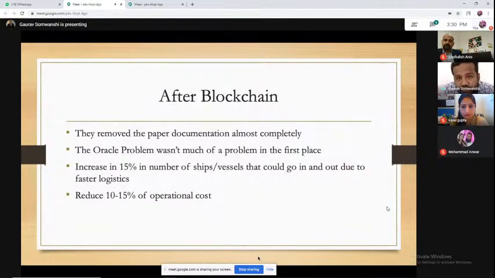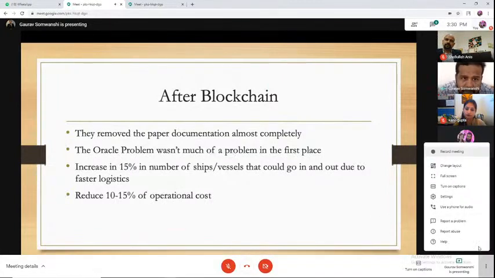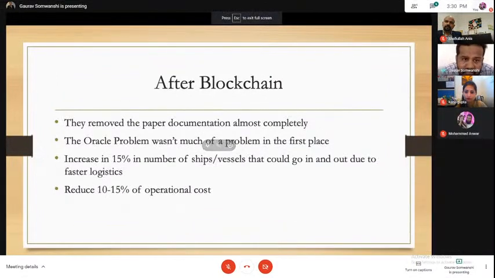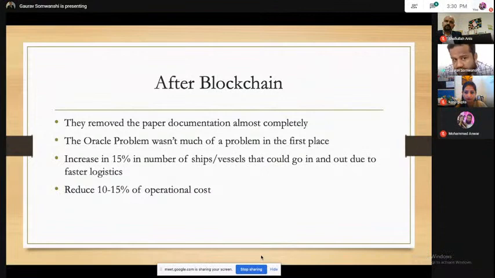So what they want to do is ensure that the entire documentation is a blockchain of records. All the officers will have a simple app connected with blockchain, and all the checks and regulations and guidelines will be followed and updated in real time. So what has happened after blockchain? They have removed the paper documentation almost completely. The Oracle problem, we will come to that, what it means.